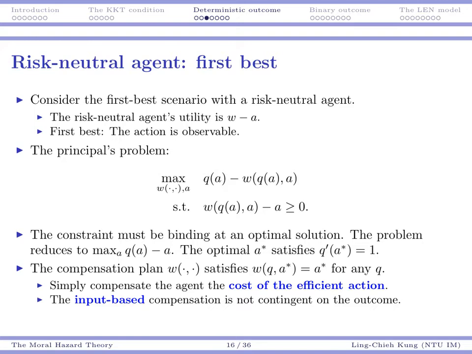As the action is observable, I first choose the efficient action and then compensate the agent for the cost. Then the agent would be able to work and everything goes to my pocket. And the pie is largest, so I can really maximize my profit. This input-based compensation plan is so powerful. It does not need to be contingent on the outcome. It only needs to be contingent on the effort. Okay, so it's fine.